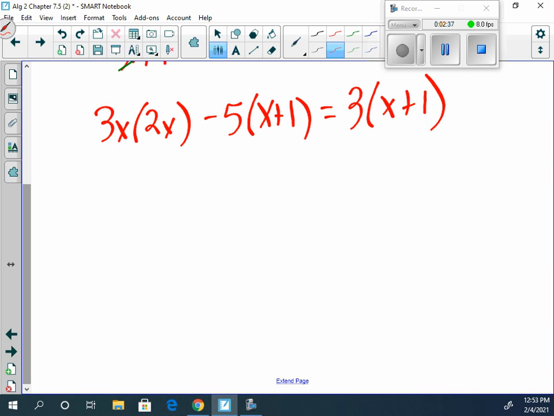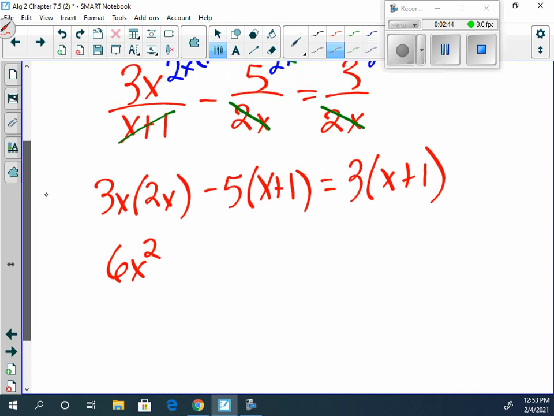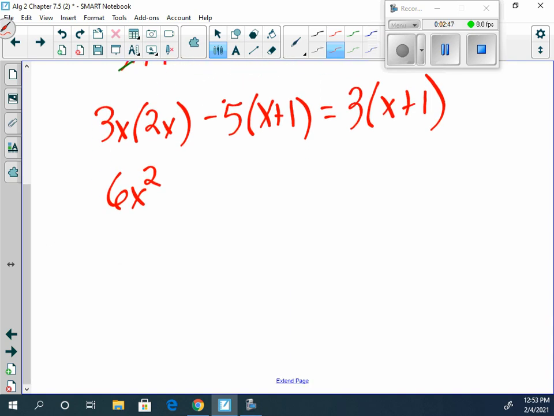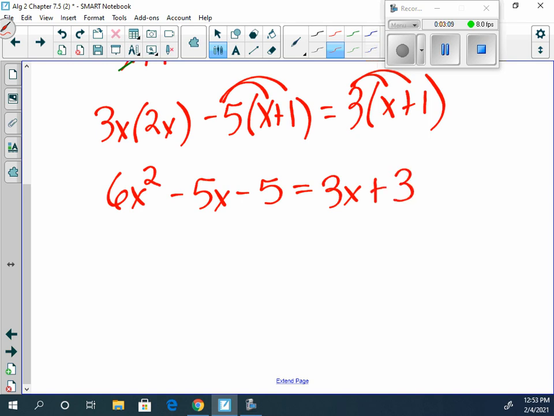And we can multiply each one of these here, so 3x times 2x will give us 6x squared. We can distribute the negative 5, which will give us negative 5x minus 5 is equal to, well, again, here we can distribute the 3. 3 times x is 3x, and 3 times 1 would be plus 3. So we get this here.